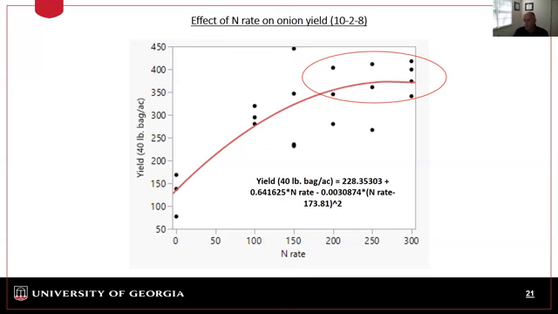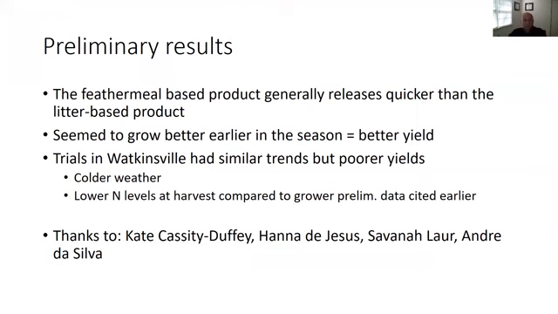Now, we're going to be looking further at how much of that nitrogen is available late in the season, because our hypothesis is that the 10-2-8 would be available earlier, it's more readily available, and it wouldn't be supplying nitrogen late and causing some of those issues. But we're going to continue to look at that. Okay, onion yields maximized at 187 pounds. So generally you saw the feather meal based product releases quicker than the litter based product, which we kind of suspected. Those onions seem to grow a little bit better earlier in the season, meaning that January, February window, and jumped out of the ground when it was time to grow.